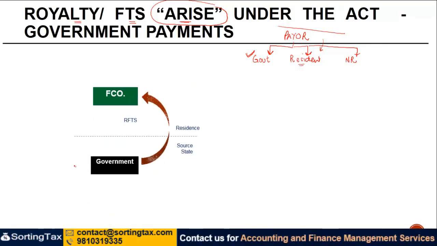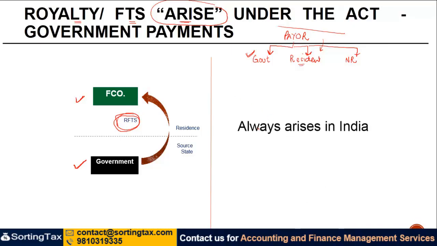Suppose there is a payment which is made by the Indian government to a foreign company, which is in the nature of royalty or FTS. In such a case, the rule is that such a payment is always going to arise in India.